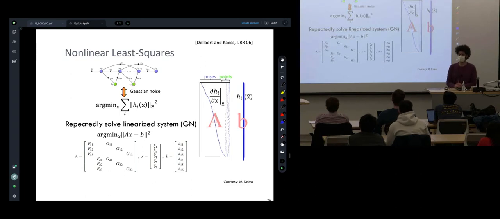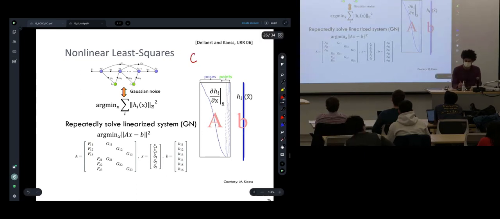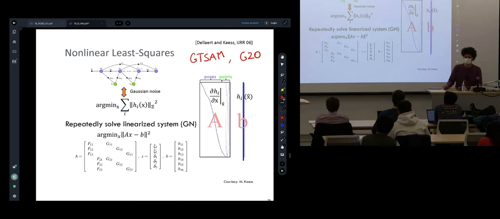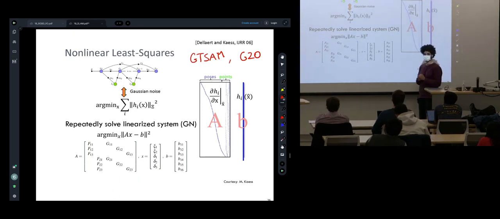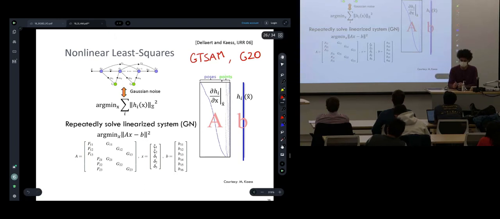The question is how to solve it. Now, you are familiar at this point with GTSAM or another library that you might have used in your project, g2o, for constructing this graph and solving it. So it is nice to have these libraries. Your concern is building the graph and modeling it, not implementing the solver. However, it's good to understand how these libraries approach the problem for solving it so efficiently.